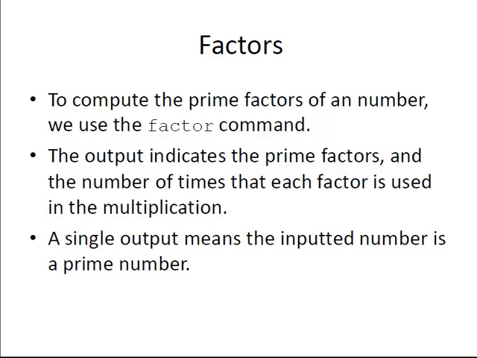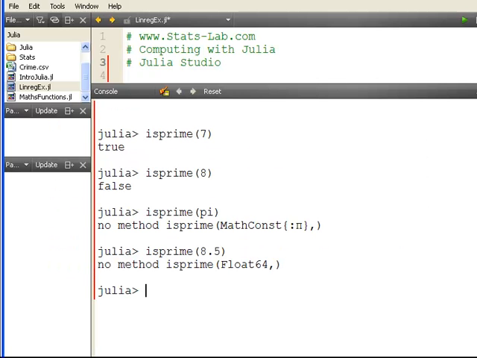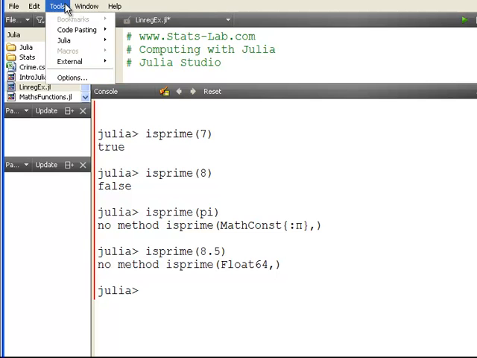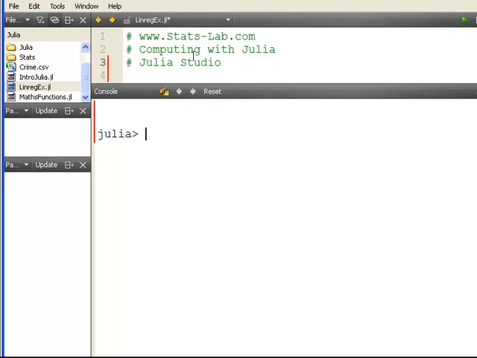Okay. So factor, let's clear the screen here first off. The factor of, let's say, 8. So that is the factor. The prime factor is 2, and it is used in the multiplication 3 times. That is to say, 2 times 2 times 2.